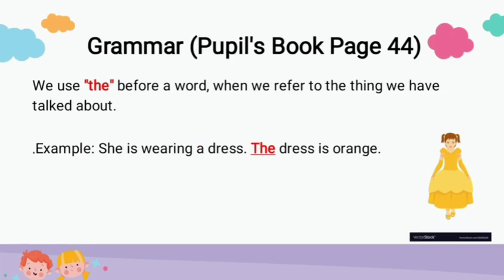And the last, we use the before a word when we refer to the thing we have talked about. For example, here there are two sentences. The first is, she is wearing a dress. And then the second sentence is, the dress is orange. Look at the second sentence. We put the before the word dress because we already talked about a dress in the first sentence.